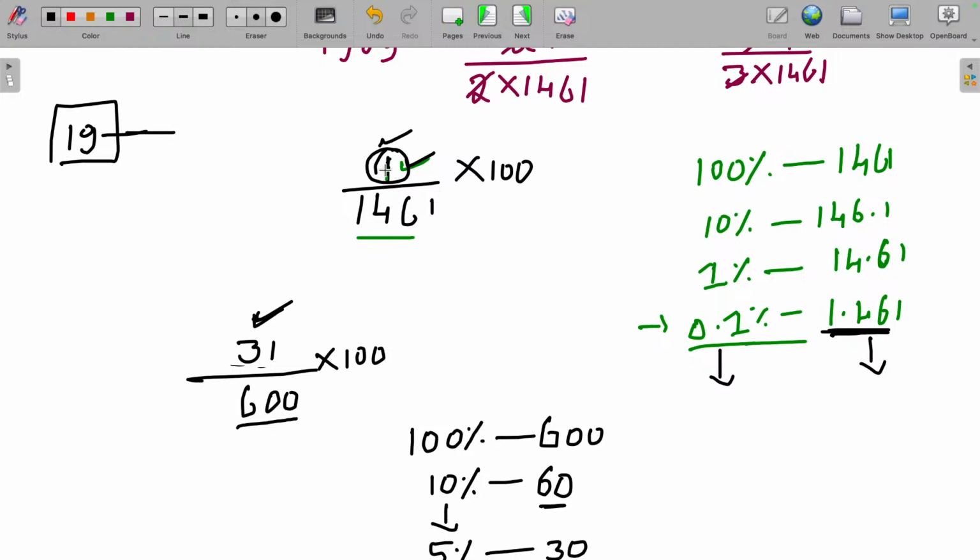Understood, right? Yes, sir. Okay. So 0.1 percentage is 1.46, but I want 1. So I have to go again backward. Next I will go with 0.05.